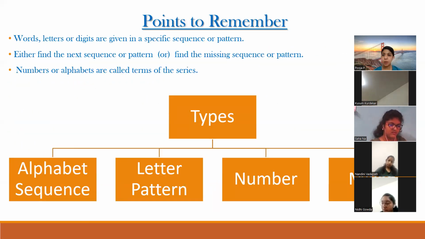There are a few things that you have to keep in mind. Words or letters or digits are given in a specific sequence or pattern. So you can have two kinds of questions. One could be the sequence, the other could be a pattern. We have to either find the next sequence or the next pattern, or otherwise find out the missing sequence or the missing pattern. So there can be two kinds of questions in each of these as well. One is to find the next, the other is to find the missing one.